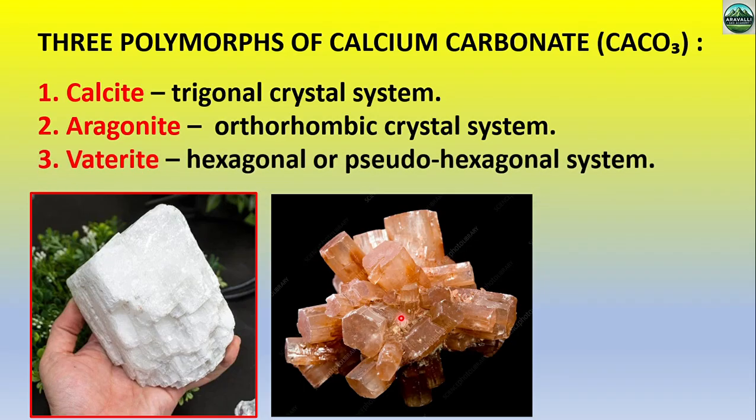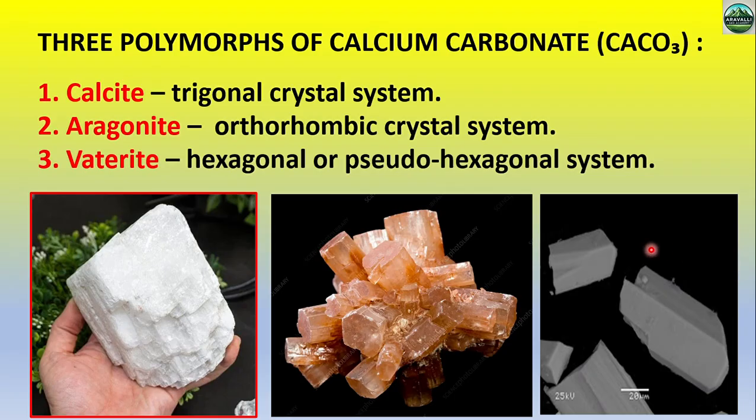The third important polymorph is vaterite. Vaterite crystallizes in the hexagonal or pseudo-hexagonal system. Okay, this is the mineral vaterite. So there are three polymorphs: calcite crystallizes in the trigonal, aragonite in the orthorhombic, and vaterite in the hexagonal. There are three polymorphs of calcium carbonate, and in this video we are going to discuss the mineral calcite.